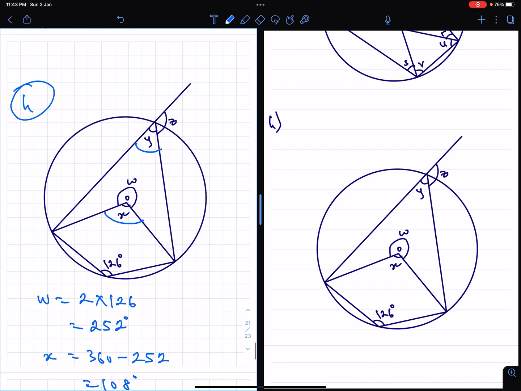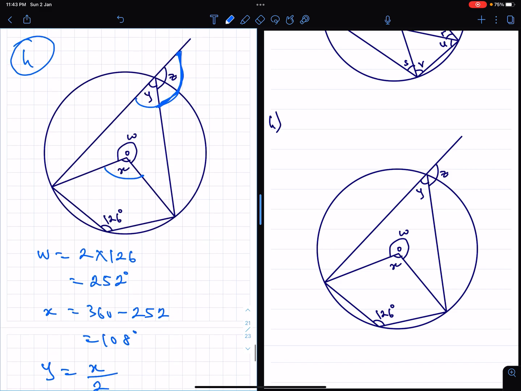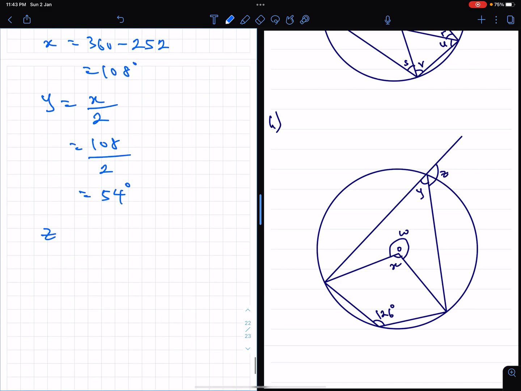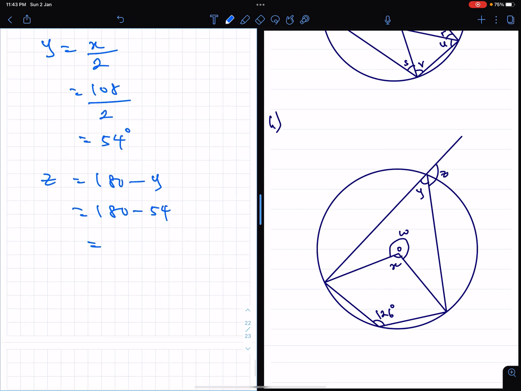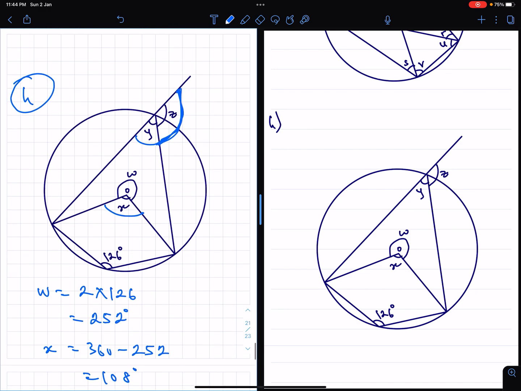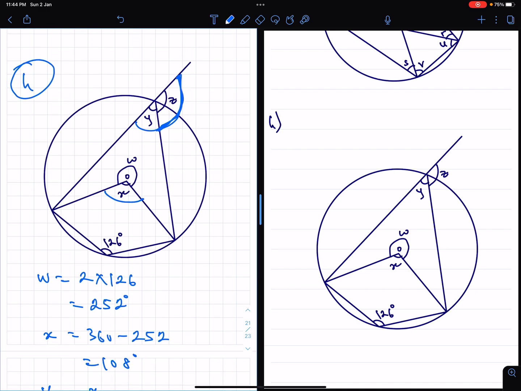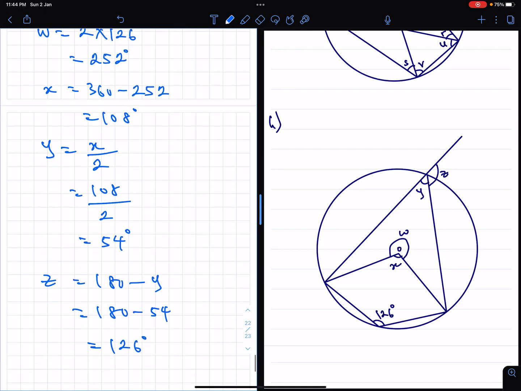If Y is 54 degrees, that simply means angle Z is 180 minus 54. Sum of angles on a straight line. Y plus Z is 180 degrees, and that means Z is 180 minus Y. So Z equals 180 minus 54, and that's simply 126 degrees. So that's Z. Now I think we found all of them: X, W, Y, Z. That was a piece of cake.